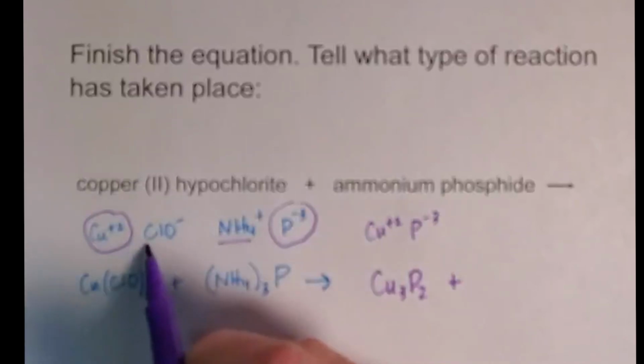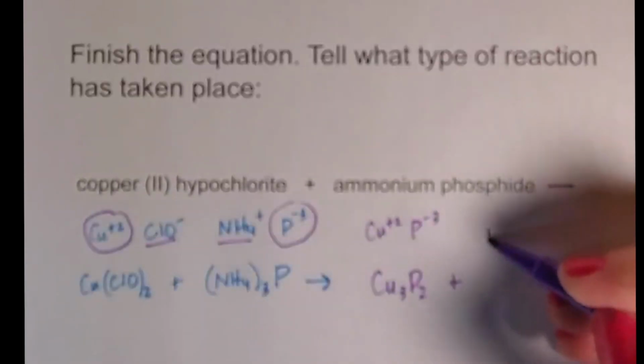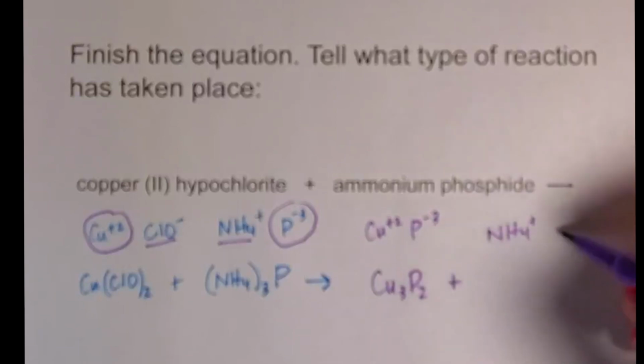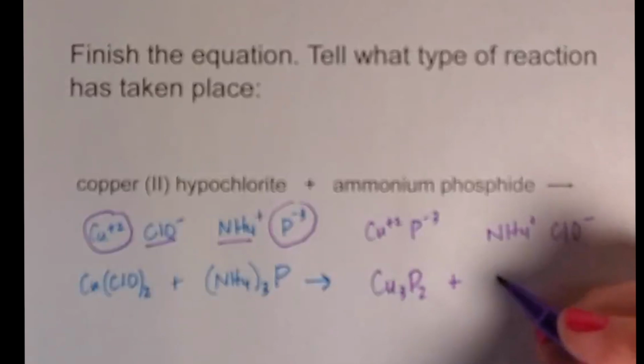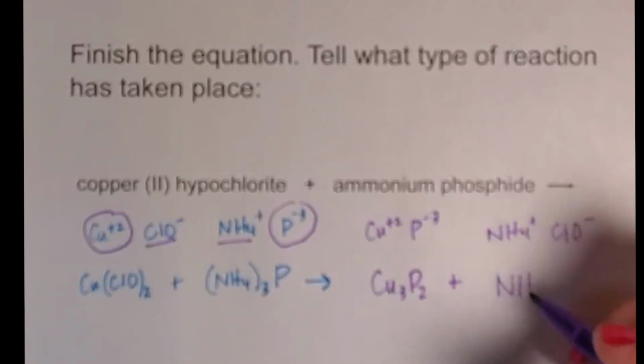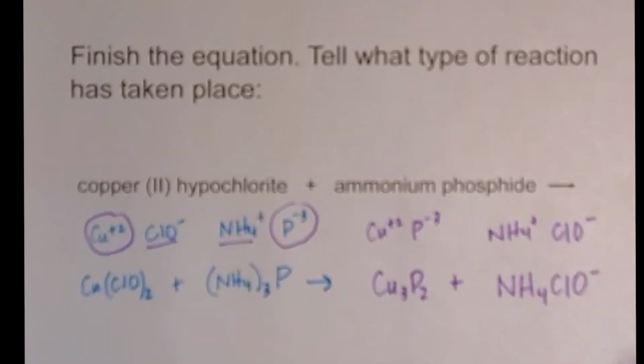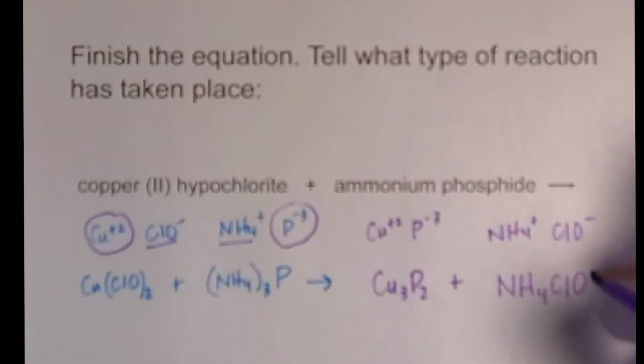Now we have the ammonium and the hypochlorite left. We put the positive one first. So NH4 plus bonds with ClO negative. The 1 and the 1 cancel out, so we get NH4ClO. And I shouldn't have written that negative sign there, so I'm going to cross that off.